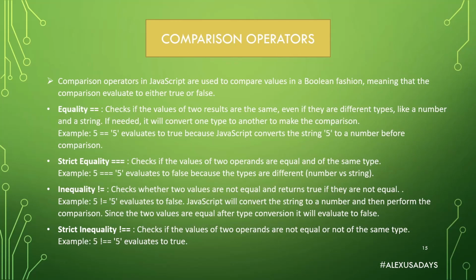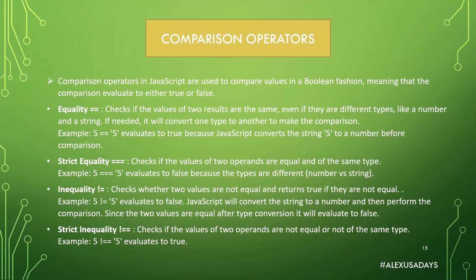Checks if the values of two operands are the same. Even if they are different types, like a number and a string, if needed, it will convert one type to another to make the comparison. So for example, 5 equals equals '5' in quotes evaluates to true because JavaScript converts the string 5 to a number before comparison.